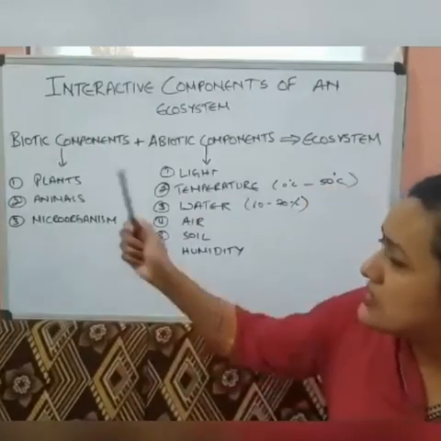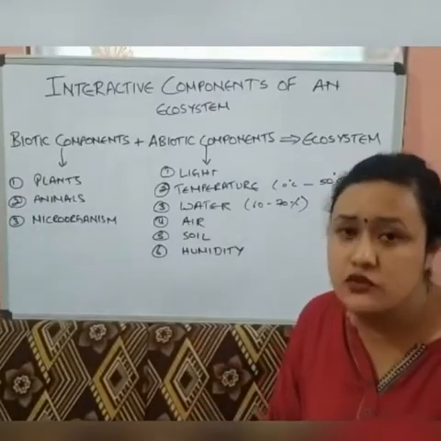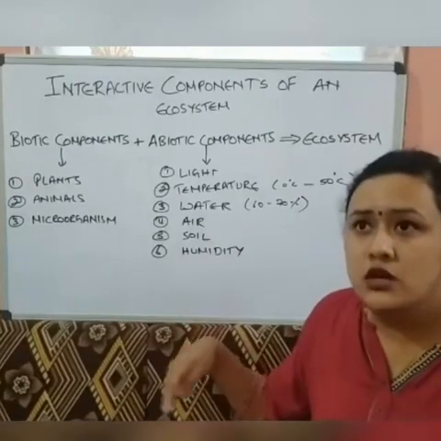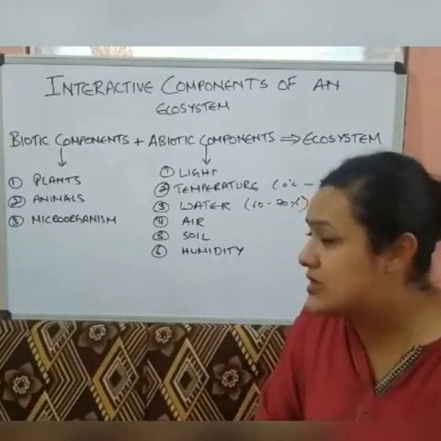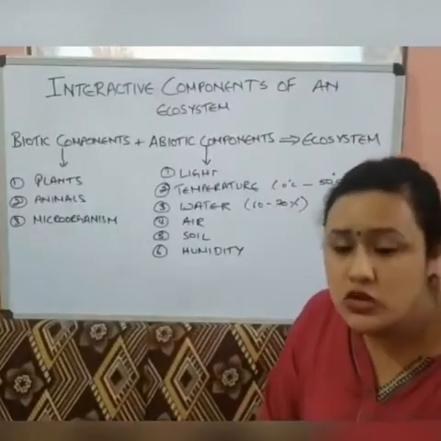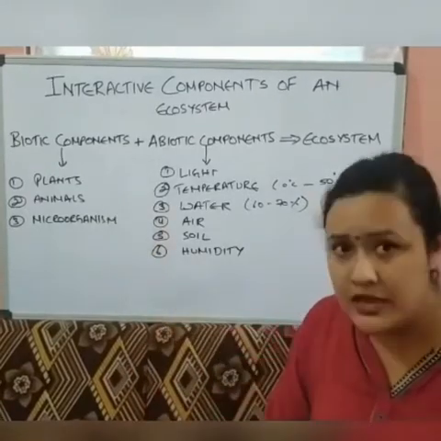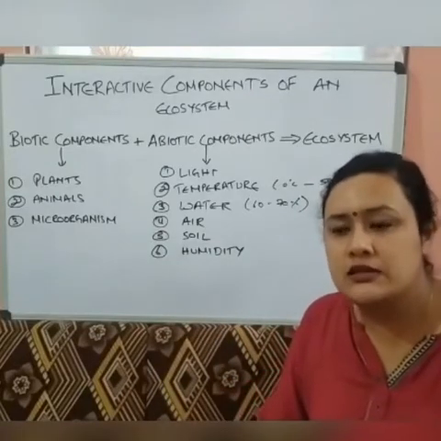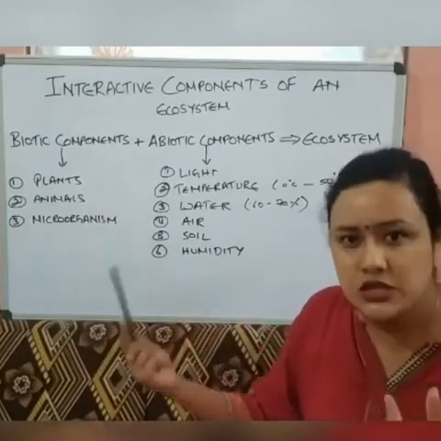Next one is animals. Animals cannot prepare their own food, you know that. So animals depend upon plants for food, you all know that. Animals are heterotrophs, they cannot prepare their own food. But animals also release carbon dioxide, which is utilized by the plants. So there is an exchange. Animals and human beings give them carbon dioxide, and in return they give us oxygen. So they are interacting with each other.